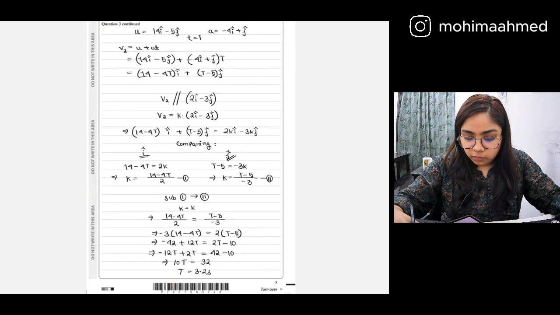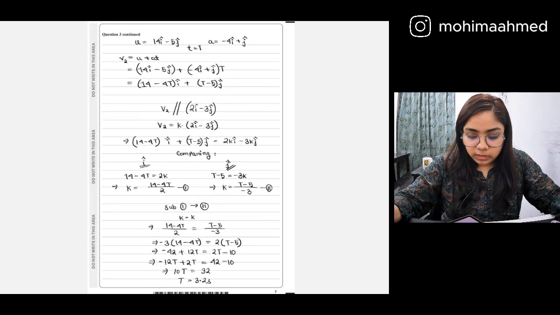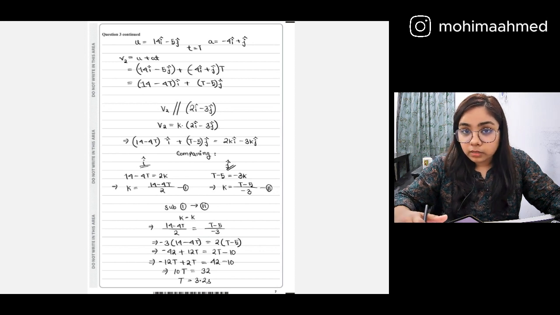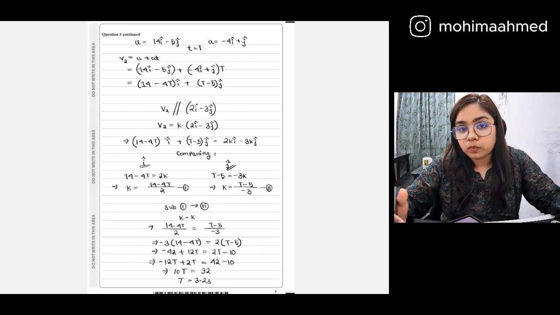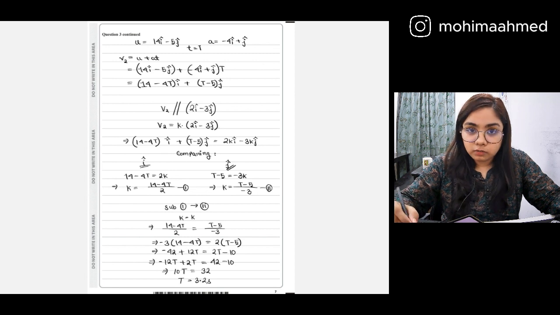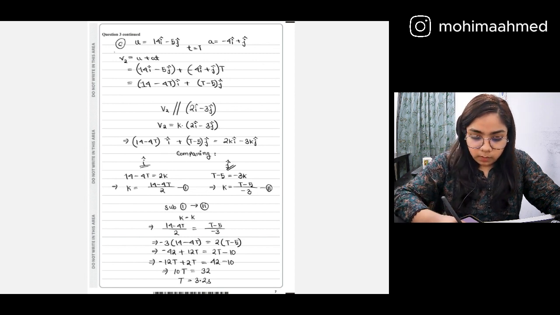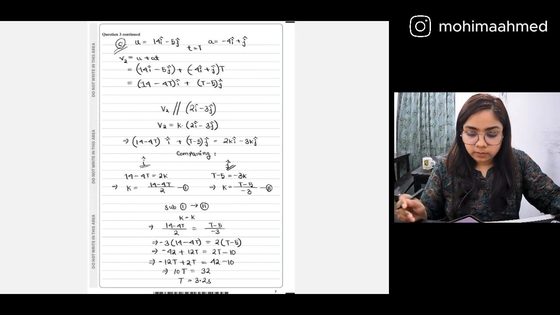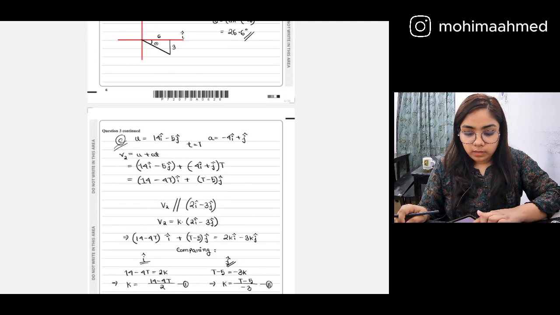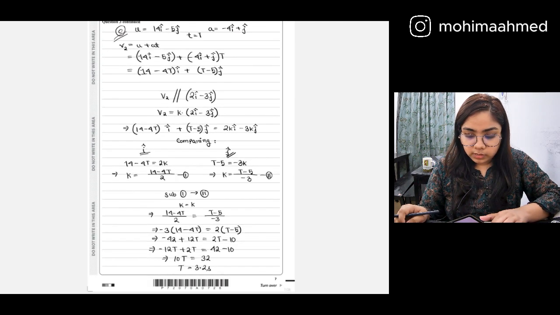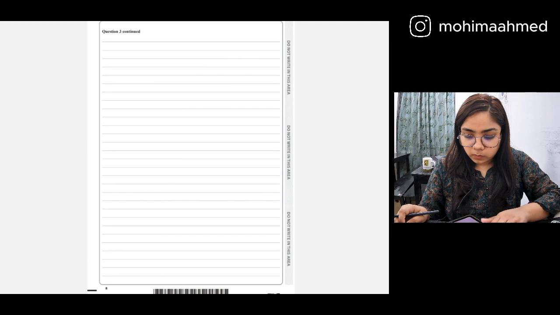Now this is how you're going to find out the value for that capital T, when that final velocity vector was parallel with the vector 2i minus 3j, right? This was your part C, I guess. Okay. So yeah, that is it for this vector maths. We'll move on to the next part.